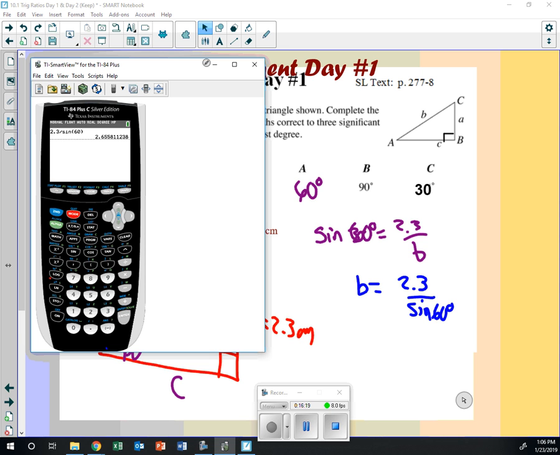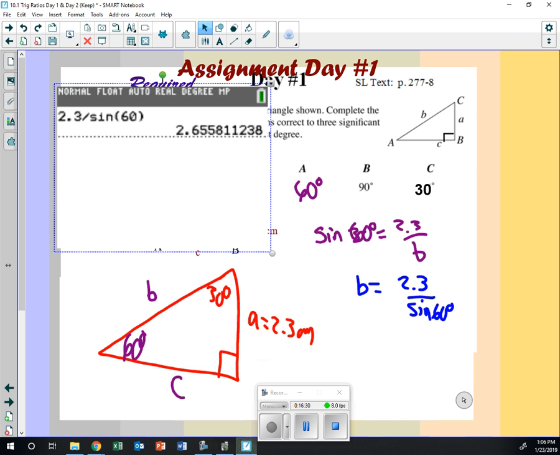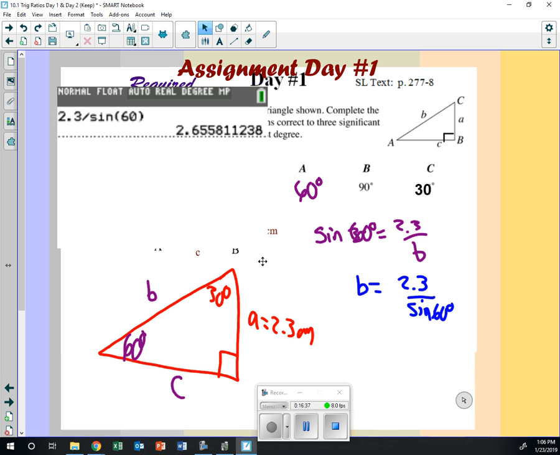And then you just take 2.3 divided by sine of 60, and you should get 2.6558, or 2.7. We can say it's 2.7. Round it to the nearest tenth. So there's your 2.7. Now, how are you going to find C? Turn to your neighbor, tell them how you're going to find C.